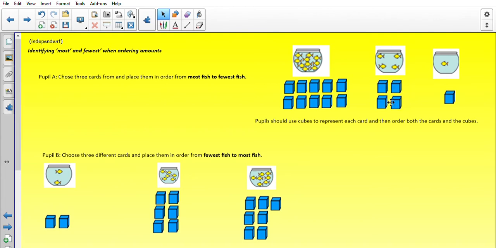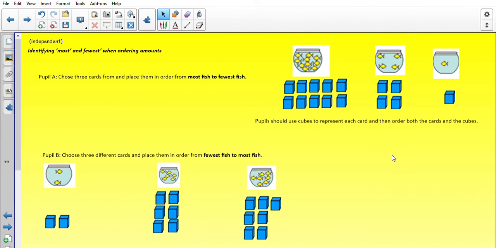I can see that that's 4, and I can also see that this is 1. And I know that 1 is the fewest because 1 is less than 4. So 4 will need to go in the middle. So there they are. They're in an order from most to fewest.